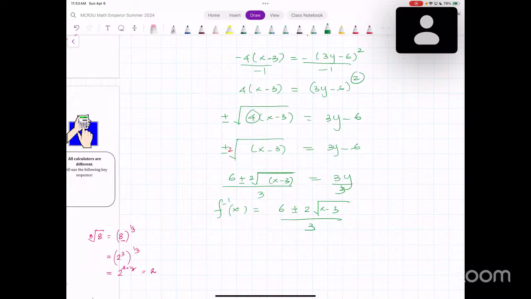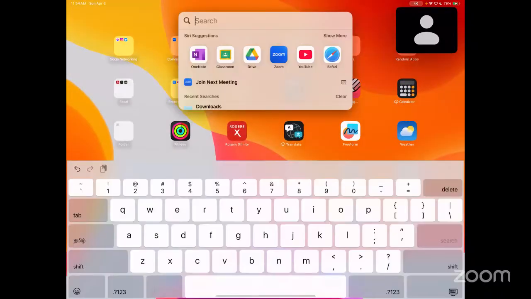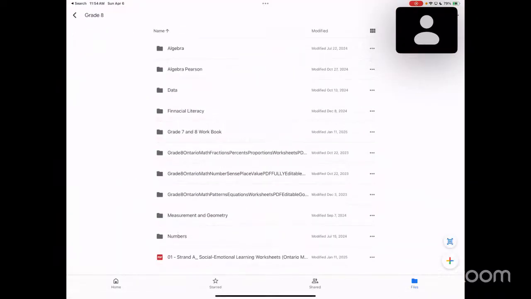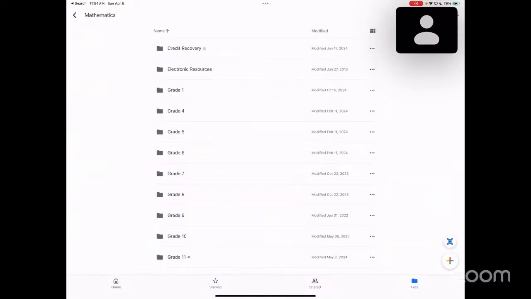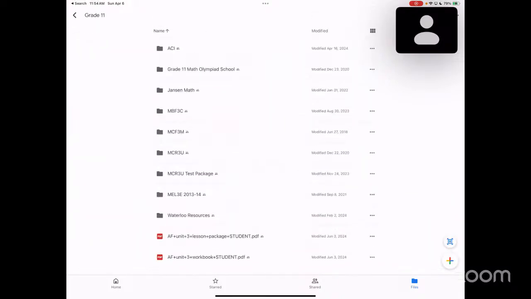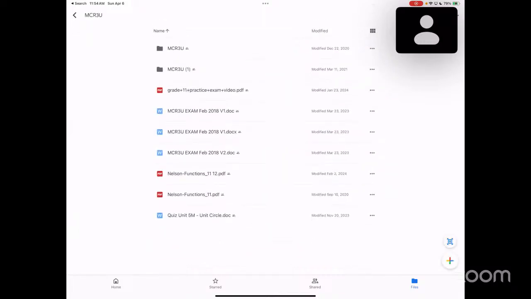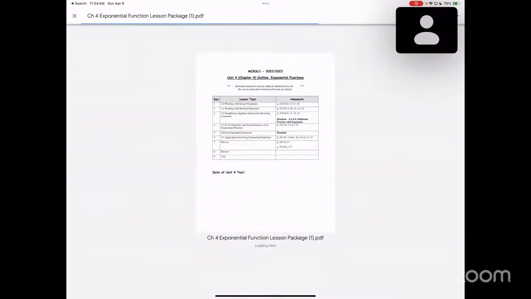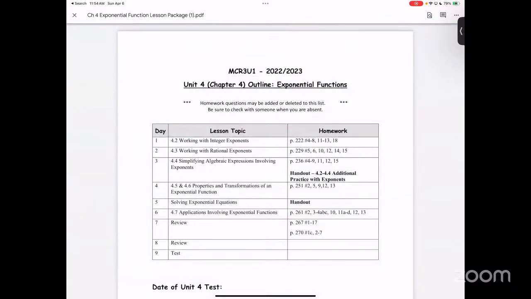Okay. All right. I need to print you the handout for what we are working on, and then we're going to continue from where we are. So let's get the handout. It's exponential function. Did I give you the handout for exponential function? Okay. So you were away. So MCR3, where's my MCR3 package? Yeah. So that's a whole lesson package.